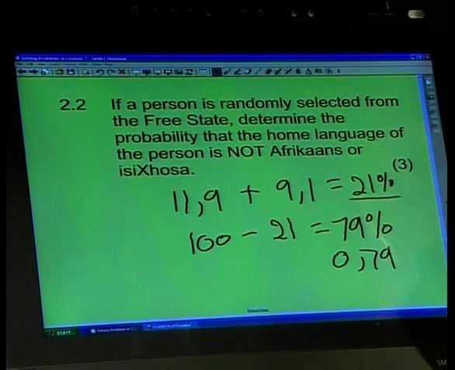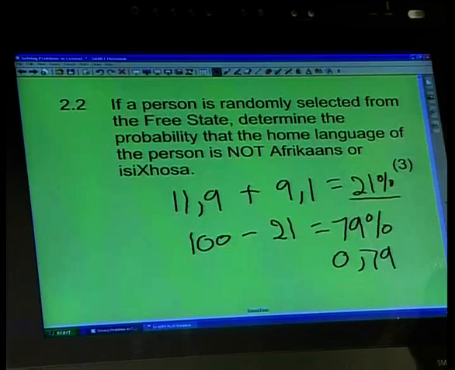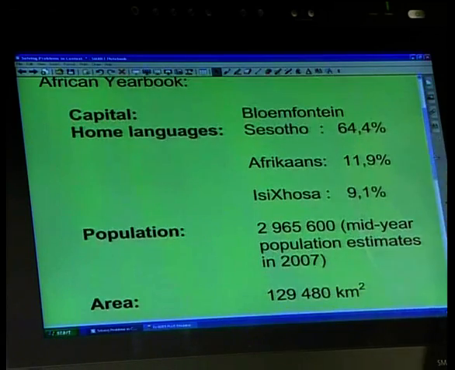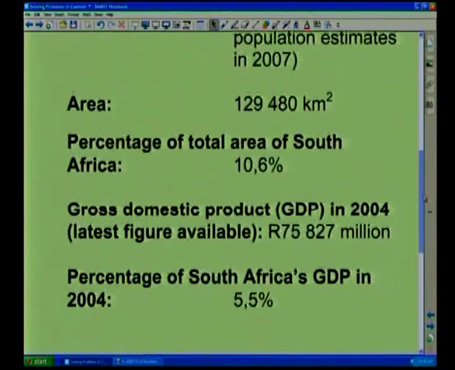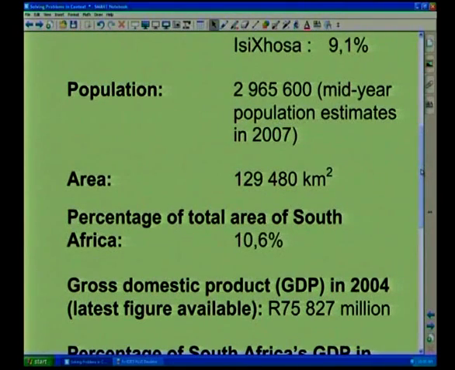And we're going to need to go back to our original information that we were given. That's right back over here. Right in the beginning, in the information they gave us, they told us that there was a population figure of 2,965,600. So that's the figure that we're going to need. Let's just put a circle around it so you can see nicely.